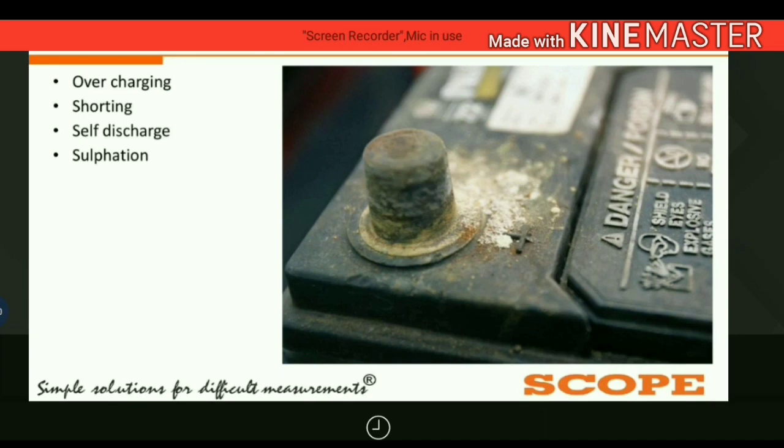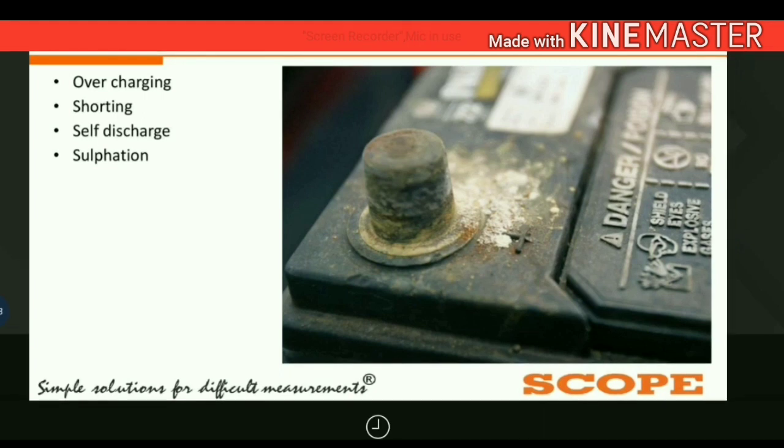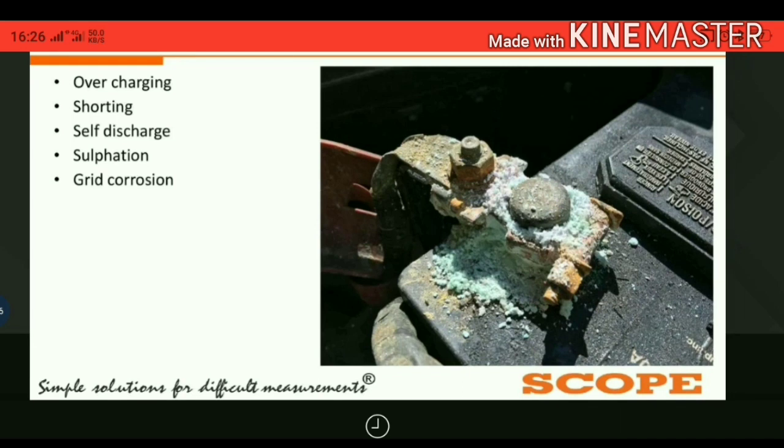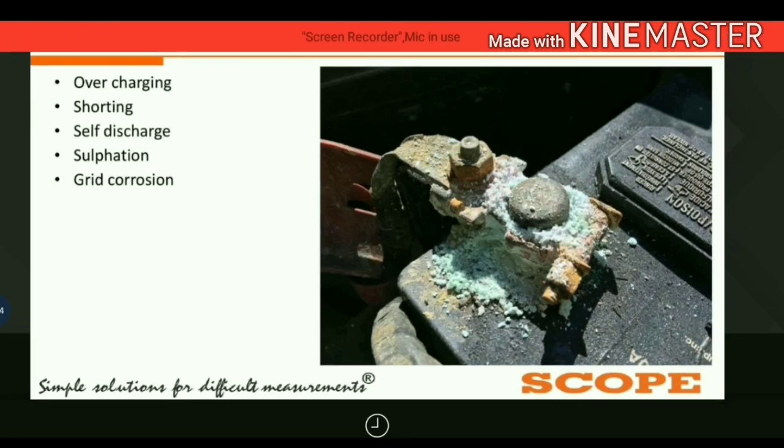Now, because of this, the terminals of the battery are getting corroded, and if over sulfation is occurring, then it ultimately leads to grid corrosion. And in case of grid corrosion, the terminal of the battery we need to replace, or we can clean it up.